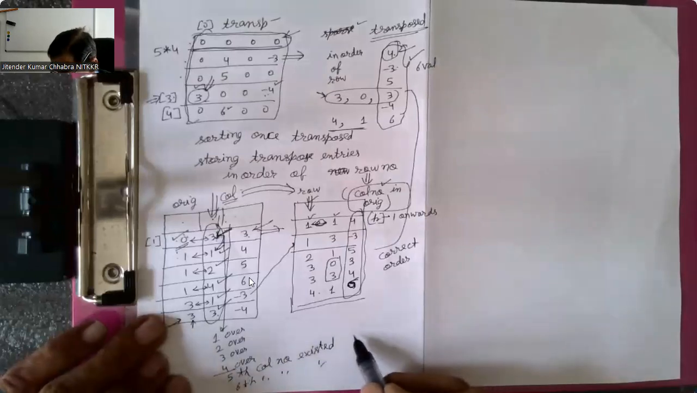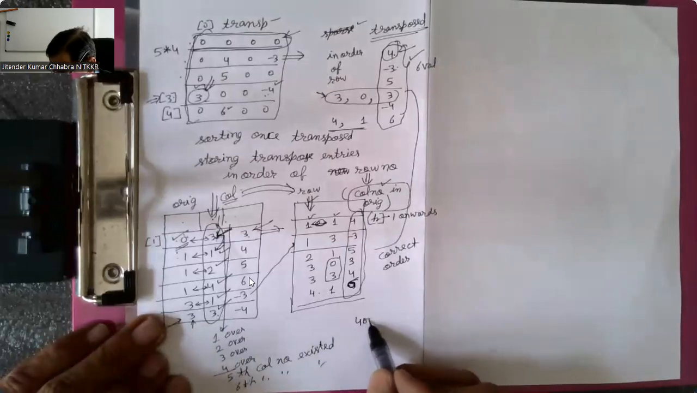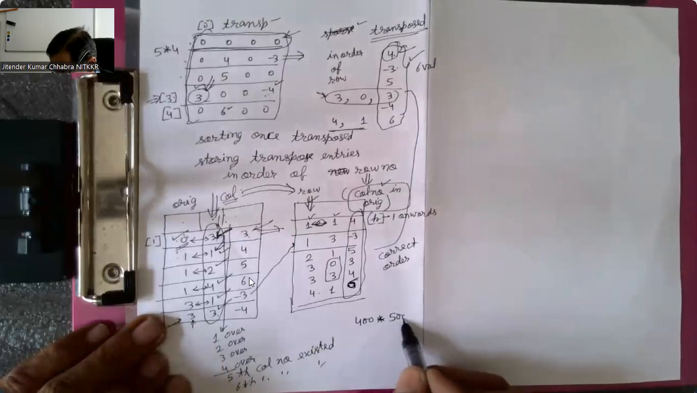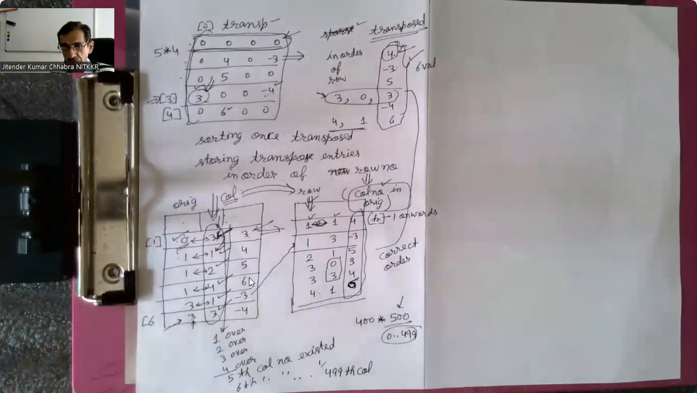If my initial matrix was 400 into 500, column numbers were 0 to 499. So I will go up to the 499th column, because I don't know which one is empty and which one is not. But having understood this, it becomes my logic straight away.